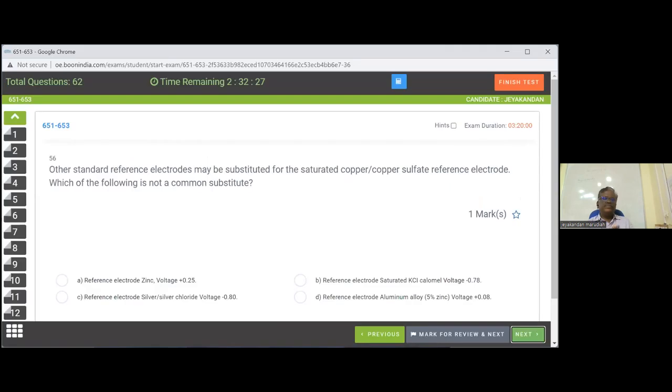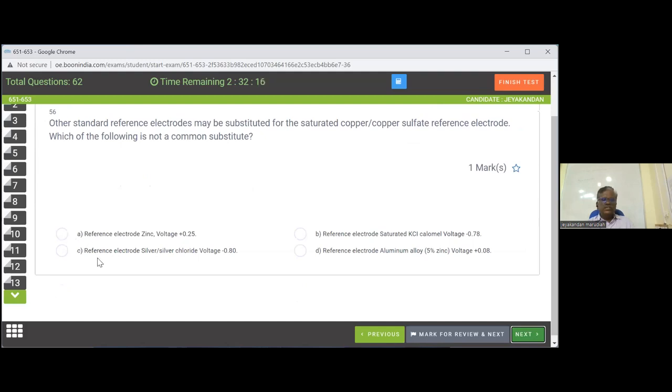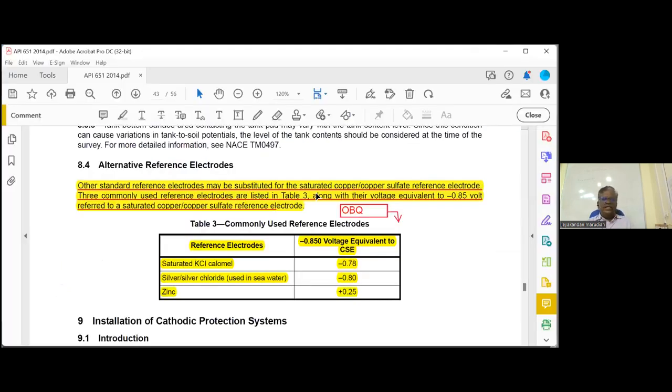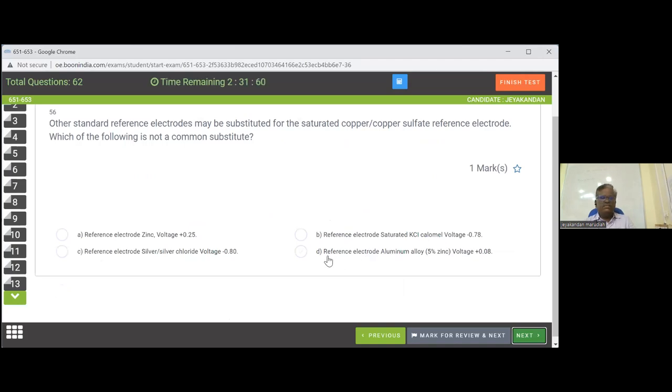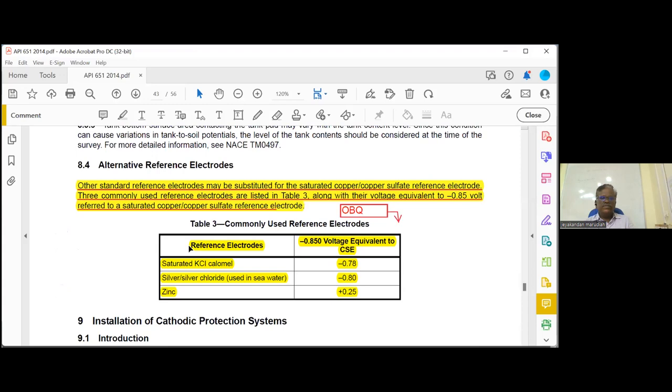Next. Another standard reference electrode may be substituted for the saturated copper sulfate reference electrode if it is not a common tool. So can we use zinc? Aluminum is not in the list. There is a table. KCl, silver, zinc. We are using KCl, silver, zinc. So KCl, silver is there, zinc is there. Aluminum is not there. Okay.